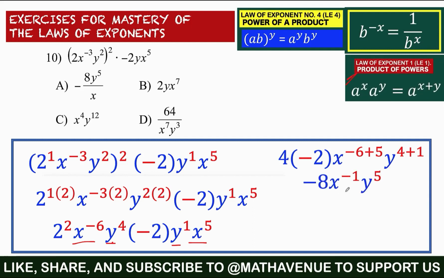But notice that you have here a negative exponent. So we are going to apply this law. And that becomes now 8y to the 5th over x to the 1st, or simply x. And the answer is letter A.